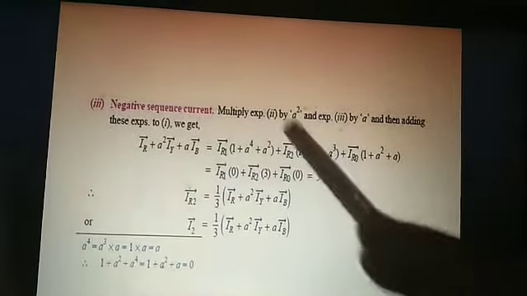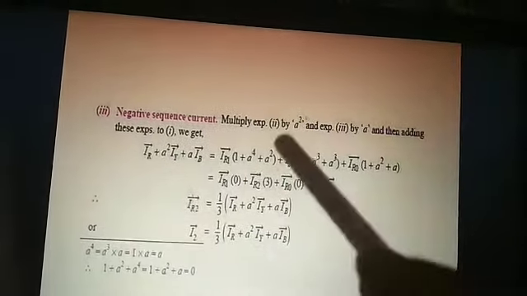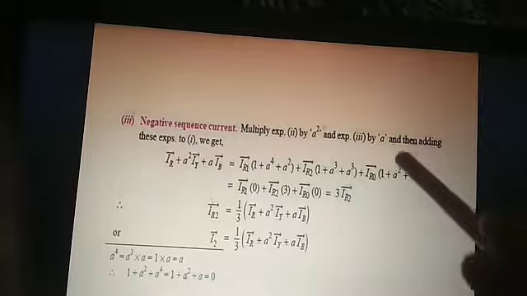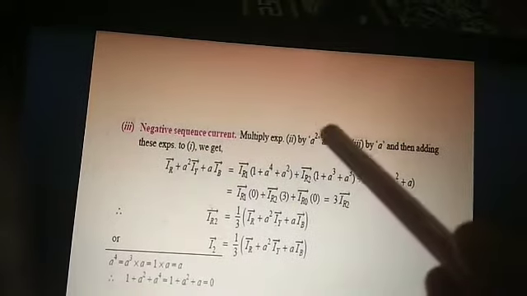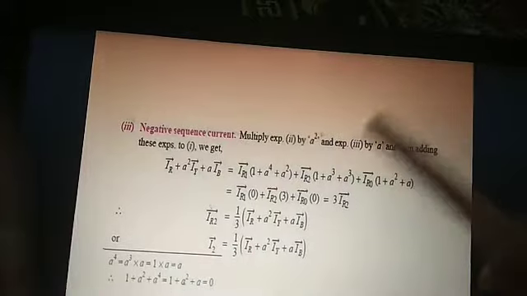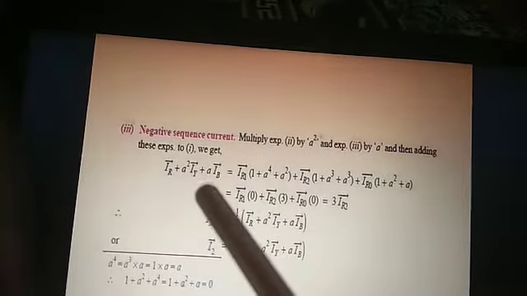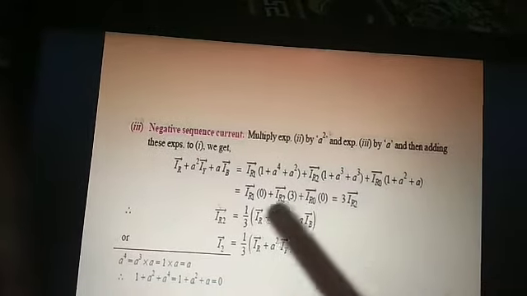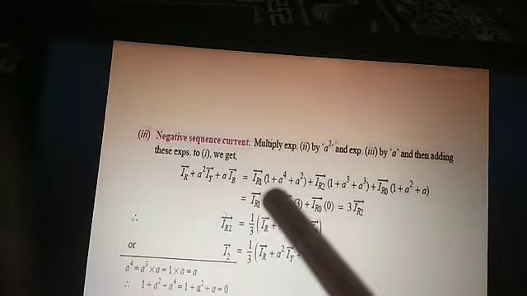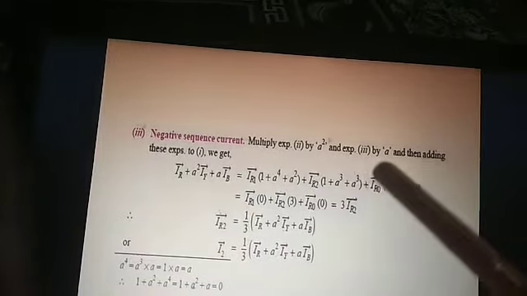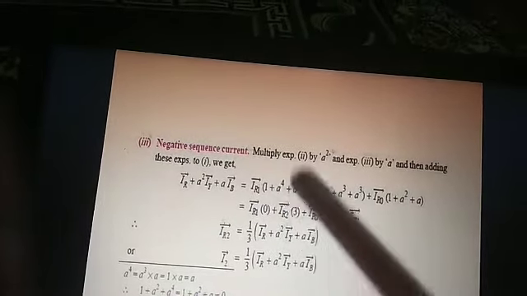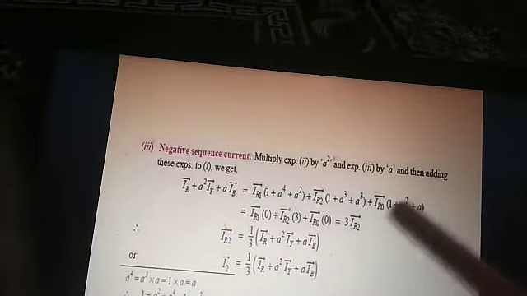Similarly, we can find the negative sequence current. So what we have to do? Multiplying expression 2 by A square and then 3 by A. In the previous case for positive, we multiplied 2 by A and 3 by A square, and then adding 1 to 3, we found the positive phase sequence. And here A square with 2 and A with 3, then IR plus A square IY plus A IB. After putting all the values, we find 1 plus A square plus A to the power 4, which equals A cube into A. So A cube equals 1, that means A to the 4 equals A. So 1 plus A square is 0. Again 1 plus A square equals 0.